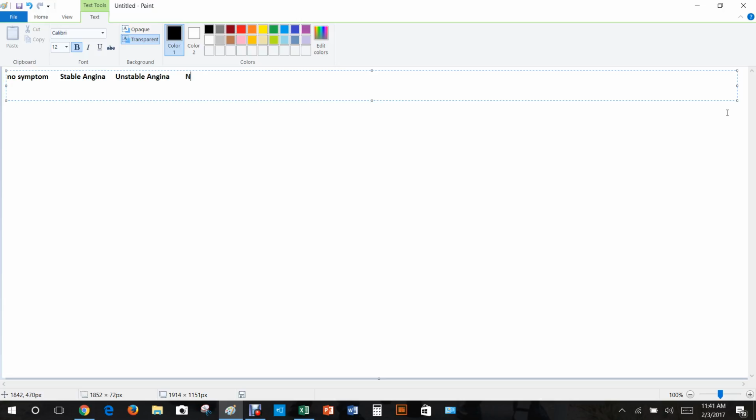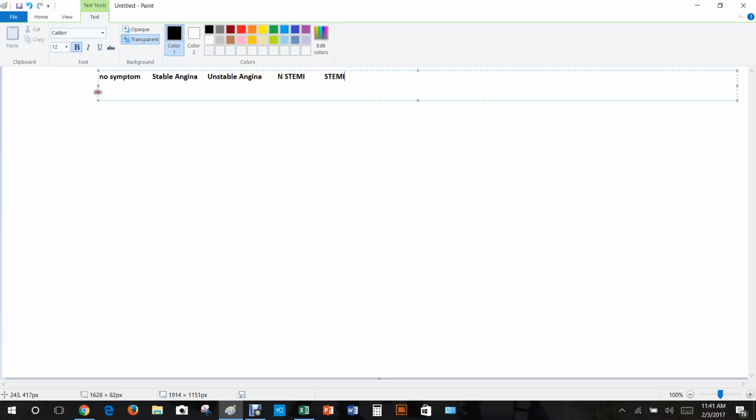Then you have what you call an N-STEMI, which means a non-ST elevation myocardial infarction. Let's call them N-STEMIs. And then you have a STEMI, which means an ST elevation myocardial infarction. Okay, so there are your categories. This is the first area of categories.